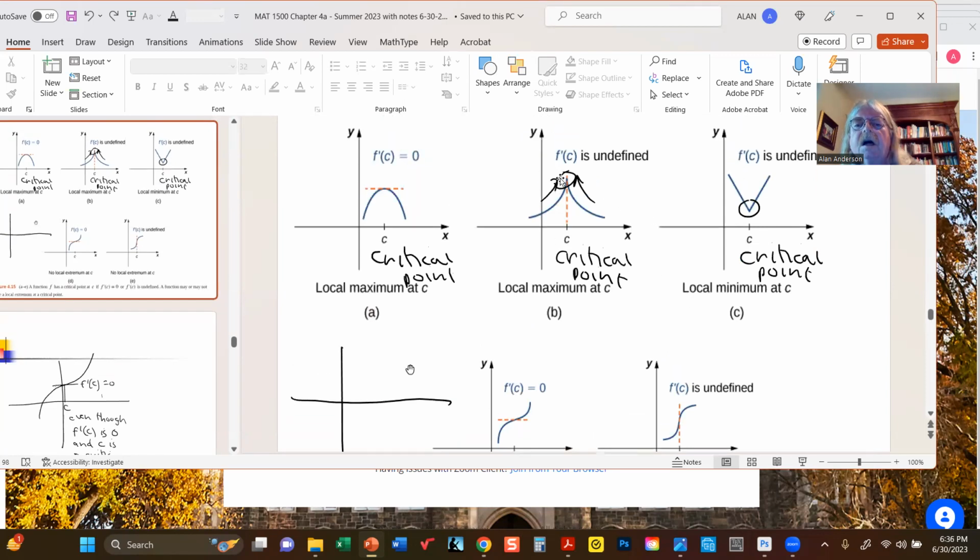And by the way, the top of this little peak here is still considered to be a local maximum. It simply does not have a derivative at that point. Okay, f prime of c is undefined. On the right, f prime of c is undefined, but they're still considered to be extrema. Now, luckily, most of the time, we're not going to run into these bizarre cases.